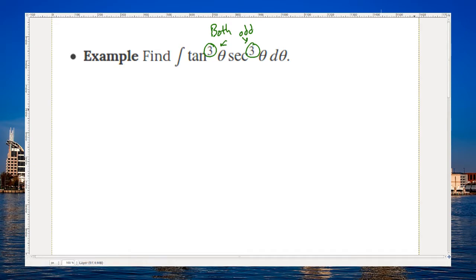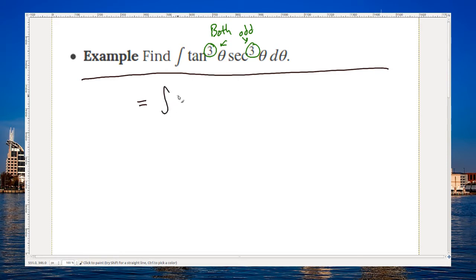All right, so when you have this product of tangent and secant, and they both happen to be odd powers, the trick is to take one of both of those and stick it out there on the right. So I'm taking out one of the tangents, so I'll have a tangent squared, a secant squared, and then I'll write it as secant times tangent. And the reason I write it like that is because that's the derivative of secant.